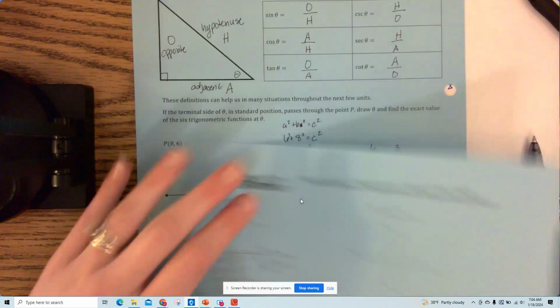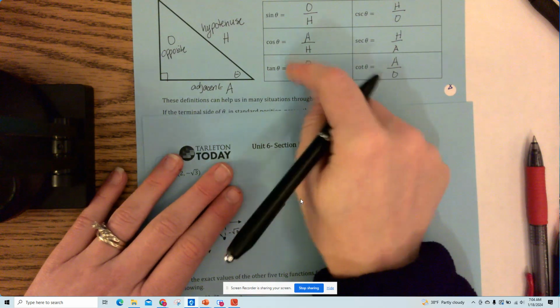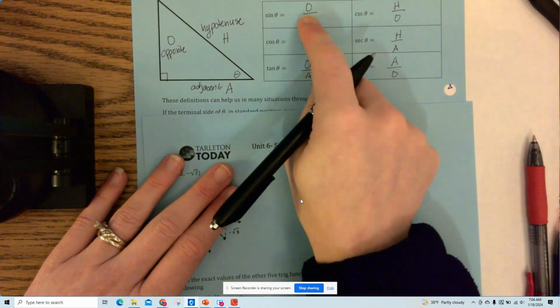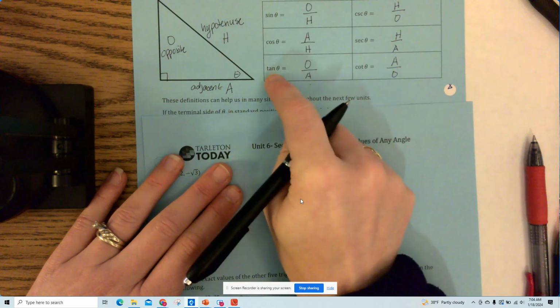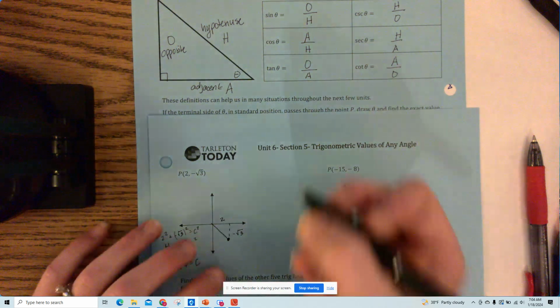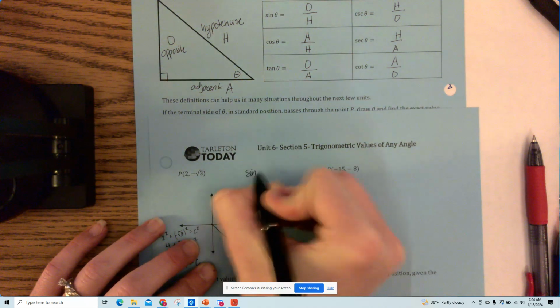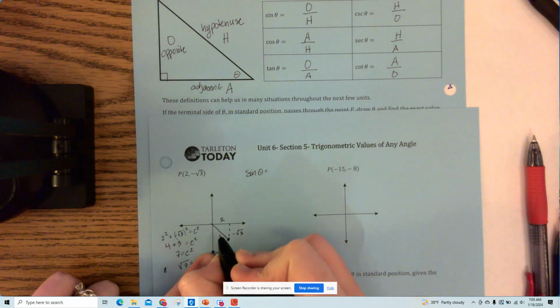So back to those ratios. We need those ratios. There's a way to remember these, and it's called SOHCAHTOA. S-O-H, C-A-H, and then T-O-A. It's an easy way to remember those trig ratios. So sine of the angle.